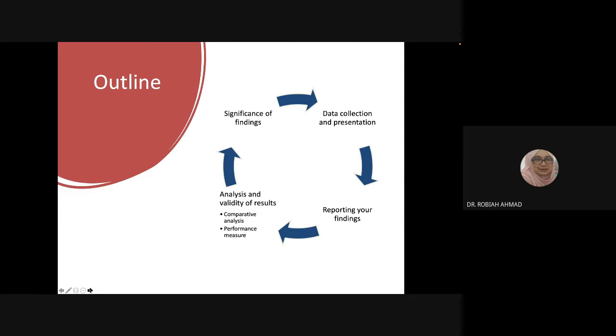So analysis and validity, as I mentioned earlier, you have to compare whatever results that you have. For example, I just had my student finish his Viva last time. Okay, so PhD students. One of the questions that the examiner highlighted is the comparative analysis that he did for whatever that he proposed. So please take notes on that.